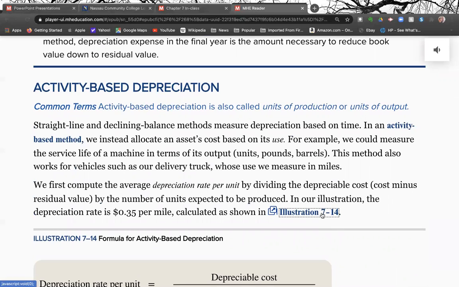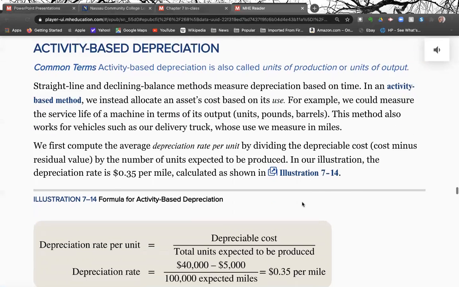Let's look at activity-based next. We could depreciate this by the year, right? Or we could depreciate this by the mile. So that's what activity-based is. Under activity-based, in this case, we're going to use miles.